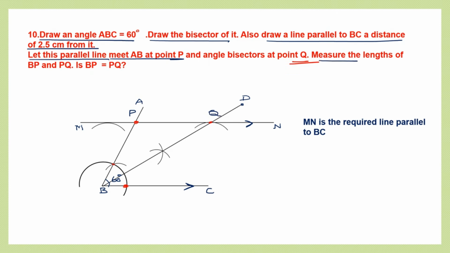Now the question is, measure the lengths of BP. So where is BP? So we have B here and P here. We have to measure this length of BP and PQ. So BP and PQ we are asked to measure and we are asked, is BP equal to PQ? So what you have to do is take your ruler, measure BP and PQ and you will see that the length of BP is the same as the length of PQ. That means BP is equal to PQ.